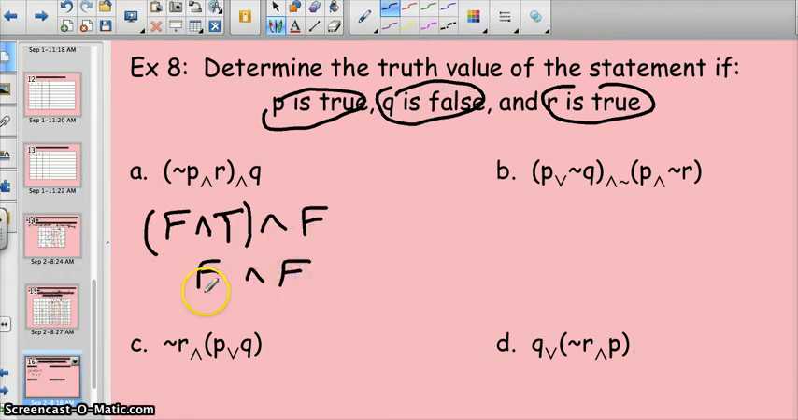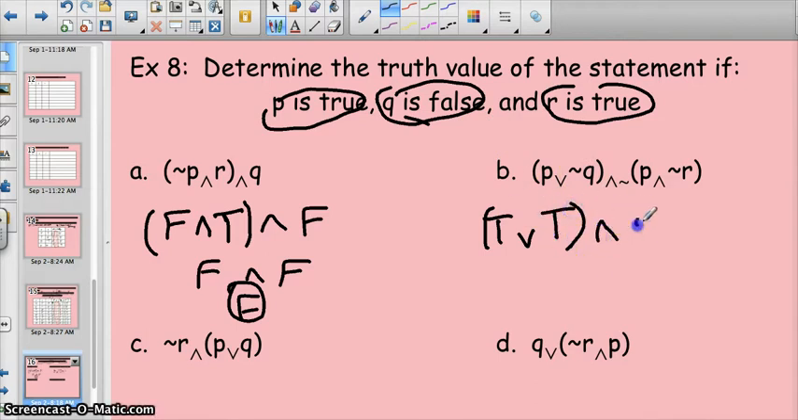And again, false and false. Well, both would have to be true, which didn't happen. So this overall statement, as a result, is false. Coming over here, a little more complex, but the same idea. We're going to start inside the parentheses. Keep your operating symbol right there. That's an OR. P. P was true. Negation of Q. Well, Q was false, so its negation is true.